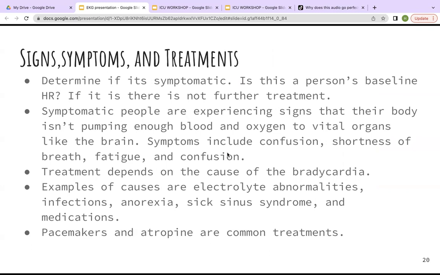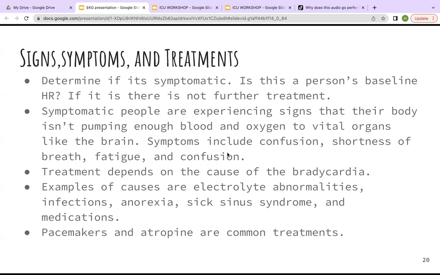But symptomatic people are experiencing the signs that their body isn't pumping enough blood and oxygen to their vital organs. When you think about it, if your blood is taking too long to get to vital organs like the brain, that's why you're going to experience confusion. They're not getting the oxygen they need to their brain. They're going to get short of breath. They're going to be tired. They could be confused.